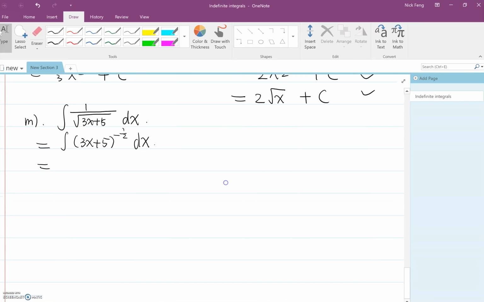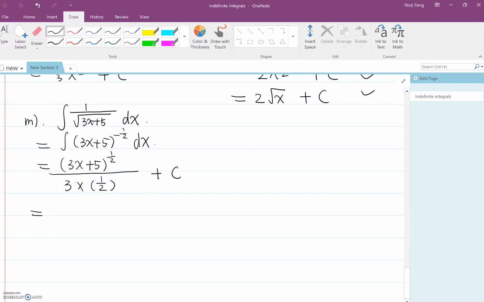You use the rule: you need to divide it by the new power, also multiply by the bottom. Multiply the bottom by the first number. So when you integrate it, it becomes 3x plus 5 to the power of half, because you add 1 to the negative half, which gives you a new power of half, and then divided by the front number 3, multiplied by the new power half. Again, plus c.